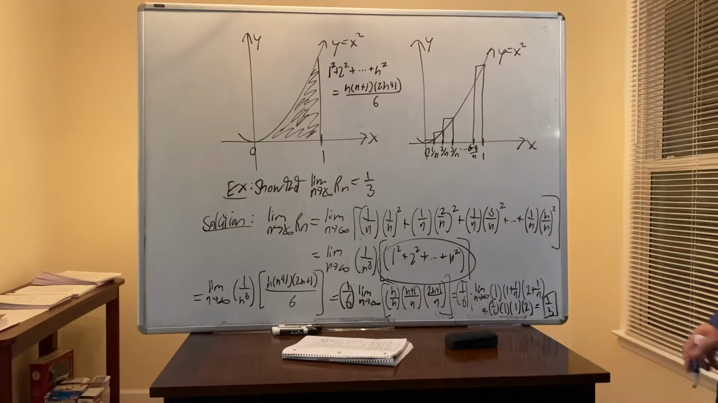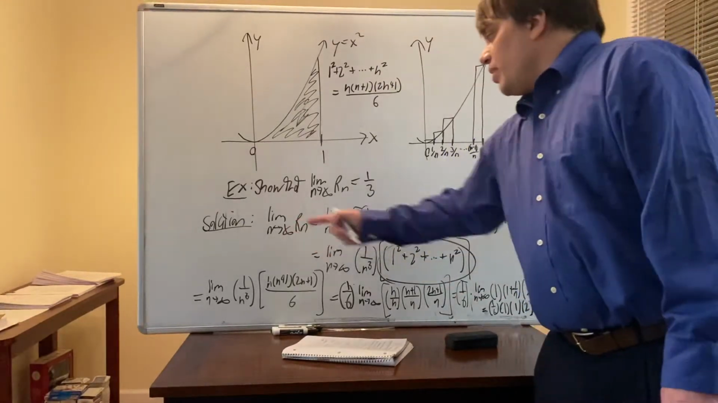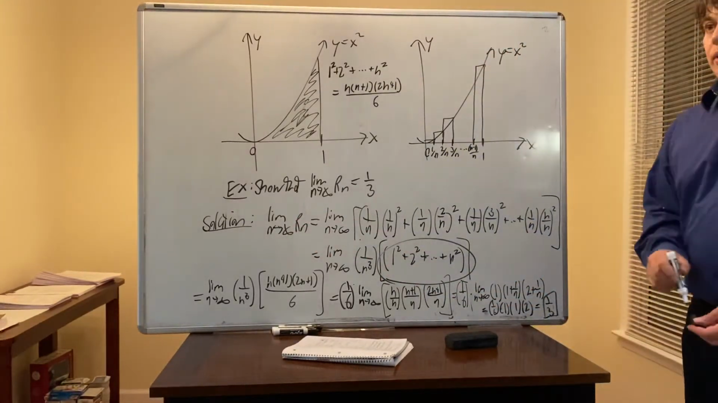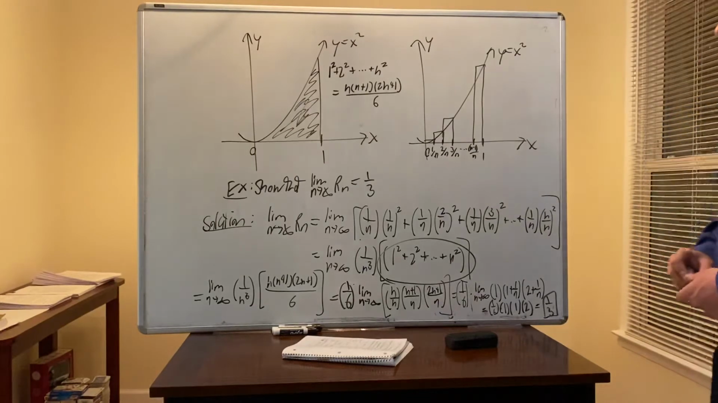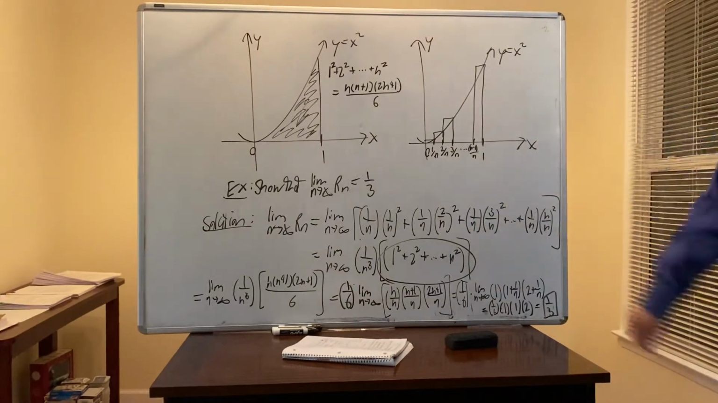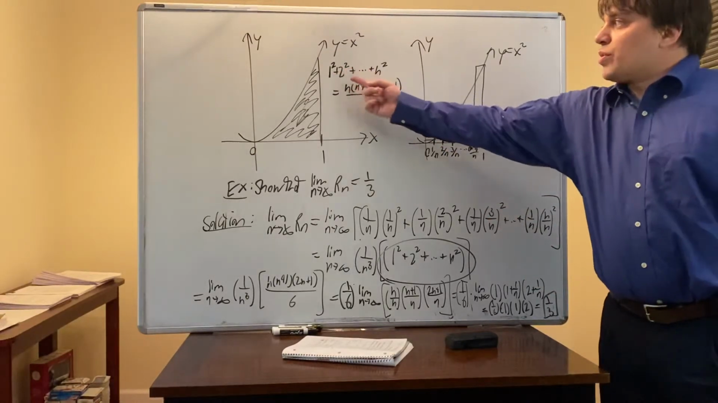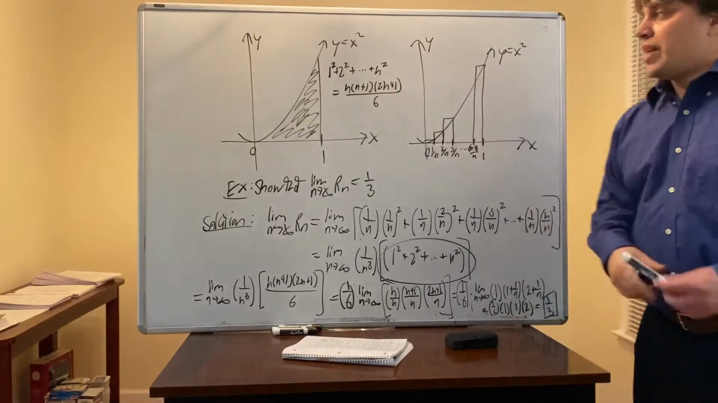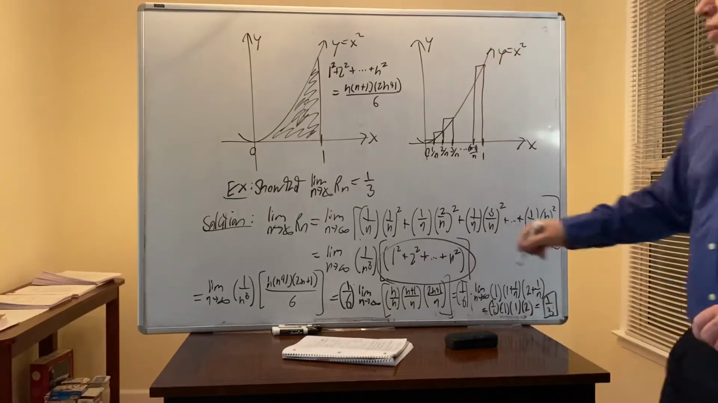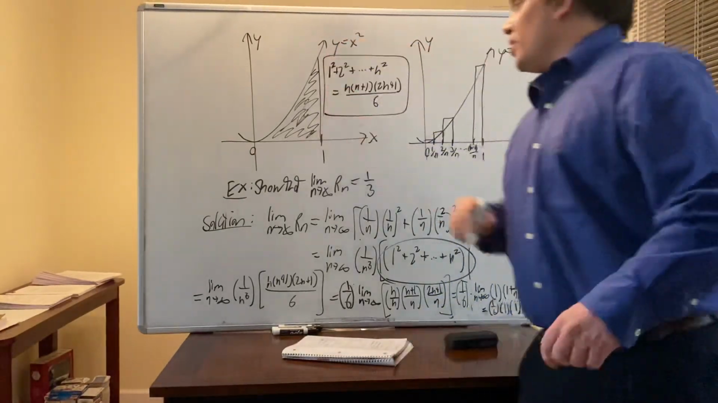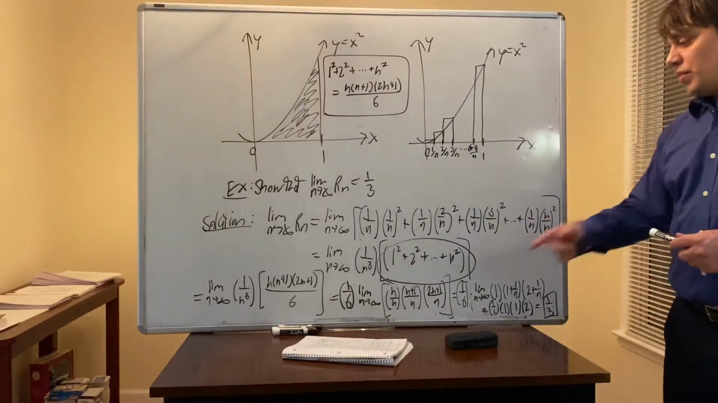And so now the limit as n approaches infinity of R sub n is equal to 1/3. Okay? And so we just calculated this limit as being 1/3. And we used this formula: 1 squared plus 2 squared plus dot dot dot plus n squared equals n times n plus 1 times 2n plus 1 over 6. And so now we have that formula to use in this problem.